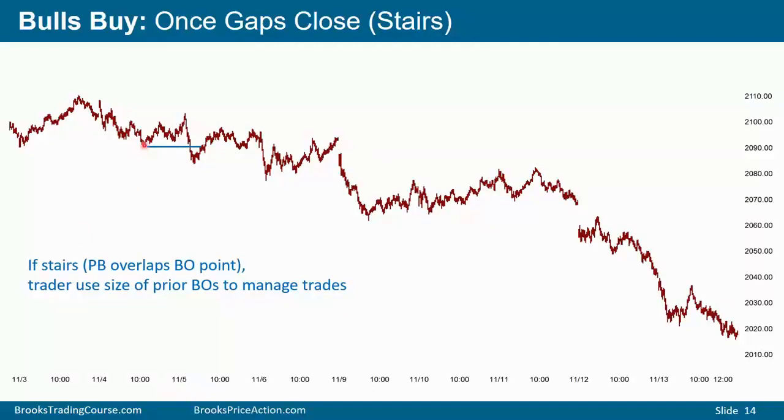Whenever you get a breakout and then a pullback that goes above the breakout point, I call that a stairs pattern. So the market is stair stepping down. The pullbacks are going above the breakout points. That means that bulls can make money buying in a bear trend. It's still always better to be selling in a bear trend, but the bulls can make money.